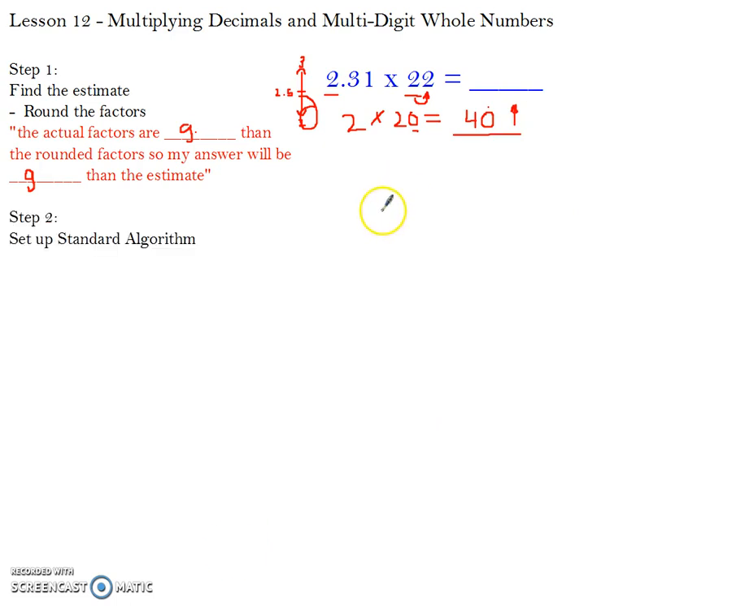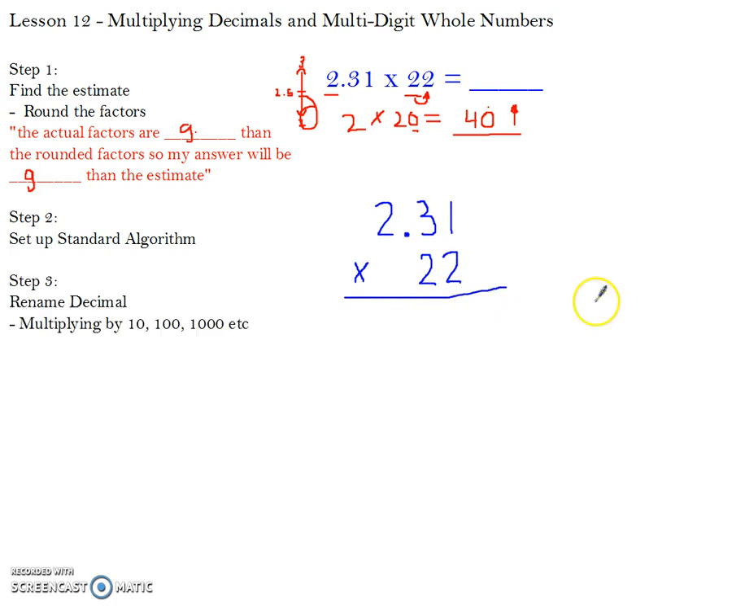Step 2 is you set up your standard algorithm. I like to have my numbers with more digits on top. That way I have to do less multiplication, but it works either way. So here I'm going to put 2 31/100 on top and multiply that by 22 on the bottom. What you'll notice here is that our numbers are not actually lined up by place value because I have ones here and hundredths above it, tens here and tenths above that.